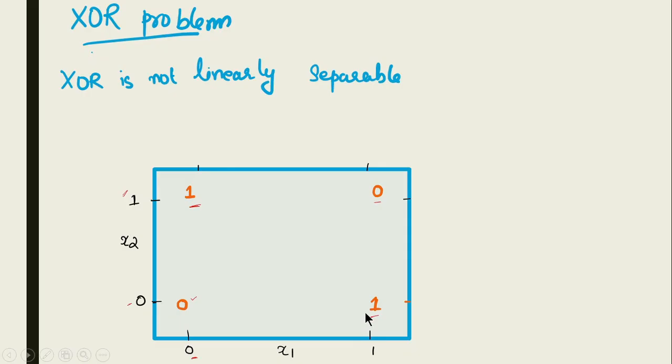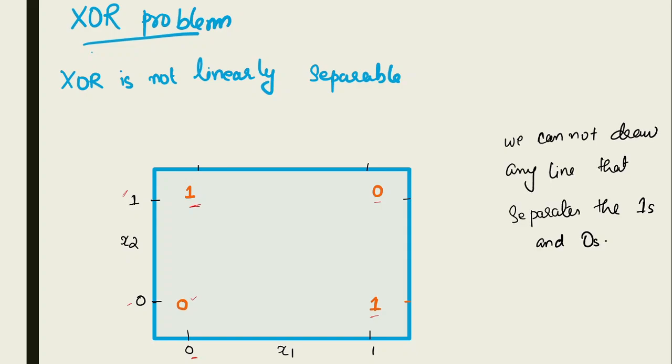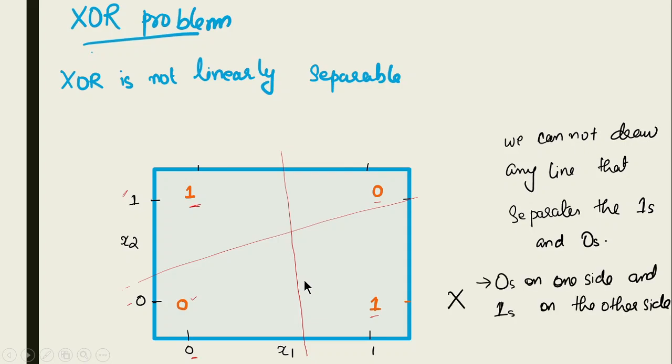So we cannot clearly separate these output values with a linear function. That means we cannot draw a line that separates the ones and zeros. If I draw a line like this, on one side of the line there should be only zeros, and on the other side there should be only ones. Then only I can say that it is linearly separable. But in this example, we cannot draw any line that clearly separates the zeros and ones. So hence this is not a linearly separable problem.